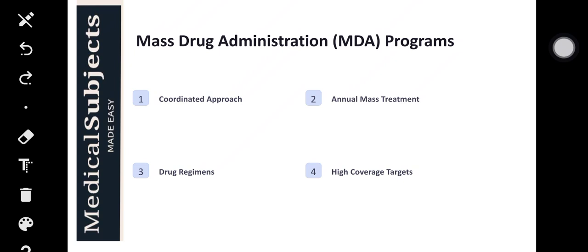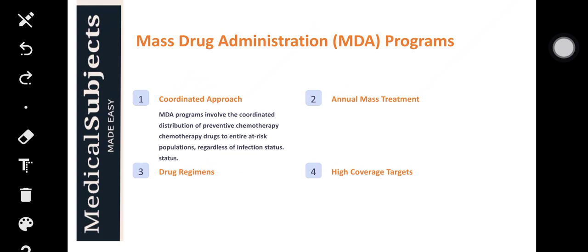Then mass drug administration. What is mass drug administration? We cover this topic under 4 different headings: coordinated approach, annual mass treatment, drug regimens, and high coverage targets. MDA, mass drug administration, involves the coordinated distribution of preventive chemotherapy drugs to the entire at-risk population. We give DEC, or diethylcarbamazine, to the populations which are at risk.